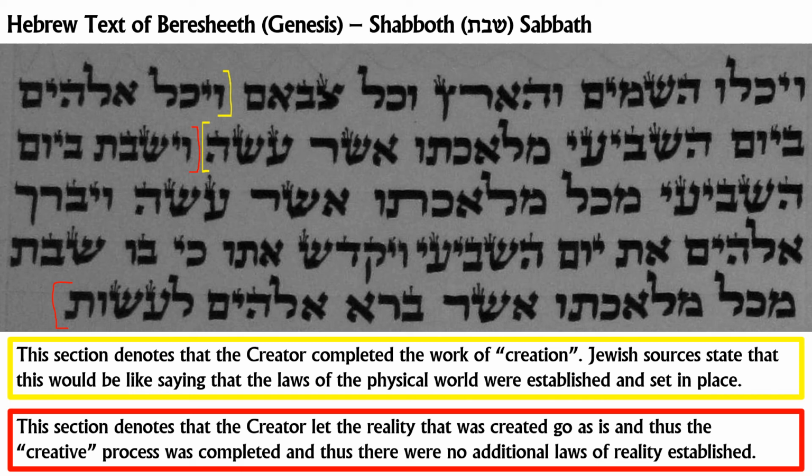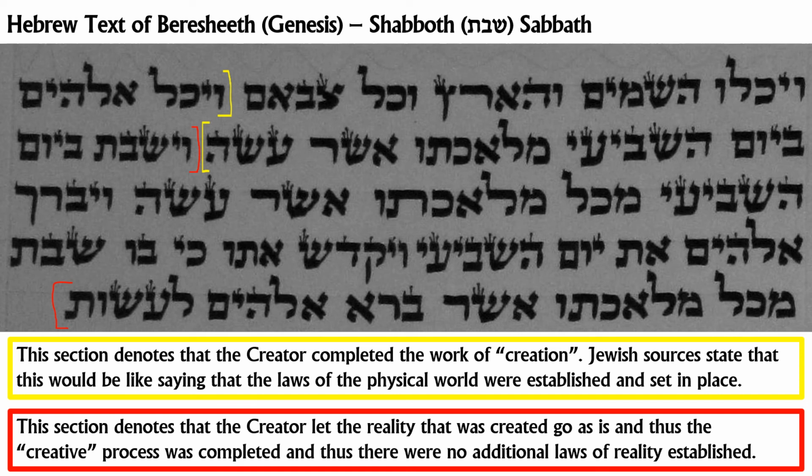And in the red it says, "Vayishbot bayom hashvi'i mikol malachto asher asah, vayevarech Elohim et yom hashvi'i, vayekadesh oto ki vo shavat mikol malachto asher bara Elohim la'asot." So essentially, what it says in the red is that after all of this reality building, if you will, was completed, the creator of all things stopped from that process and made everything set apart. People say holy, but usually the word set apart is better.